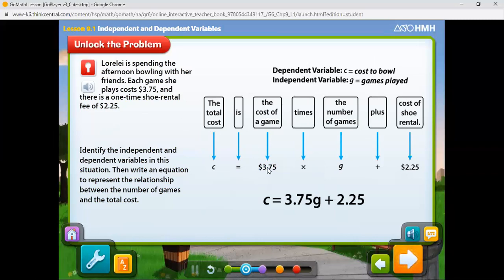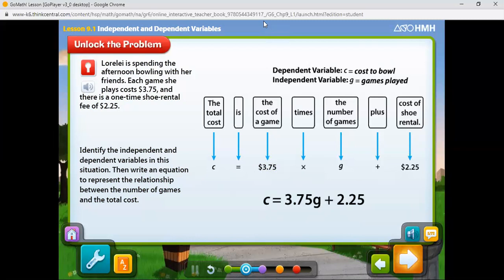So for the cost of 1 game, it's 3.75. You multiply it with G, that's the number of games, whether she plays 2 or 3, plus 2.25 because the shoe rental is a must. So finally, when you write the equation together, you can say C, that's the total cost to play the games, equals 3.75G, because 3.75 multiplied by G, we write it together, plus 2.25.